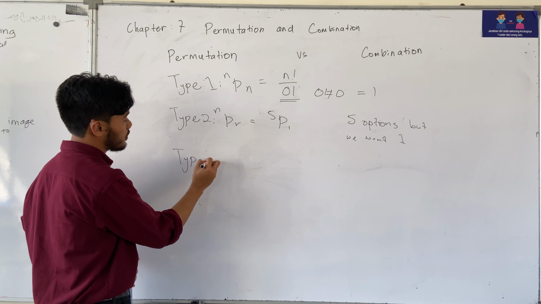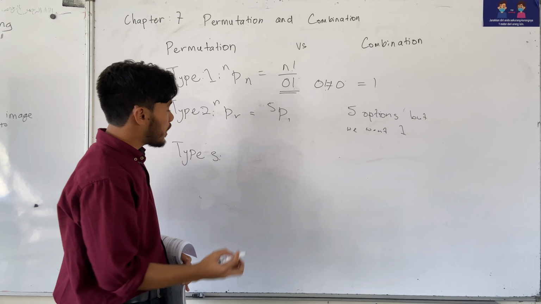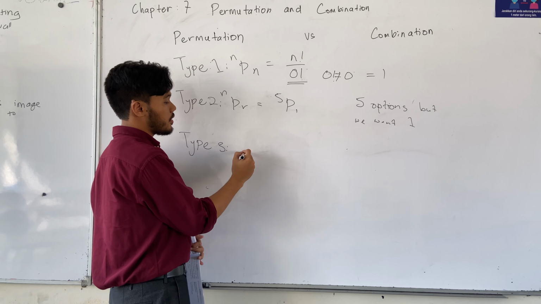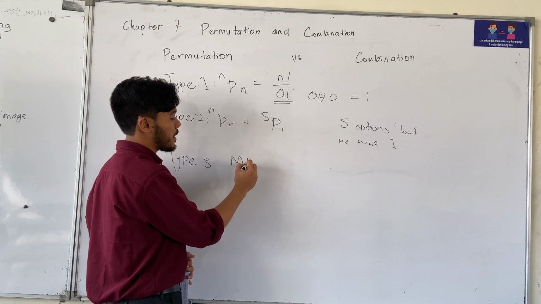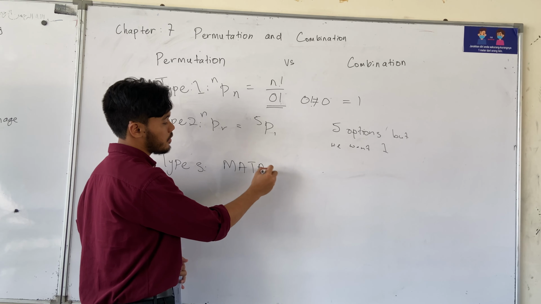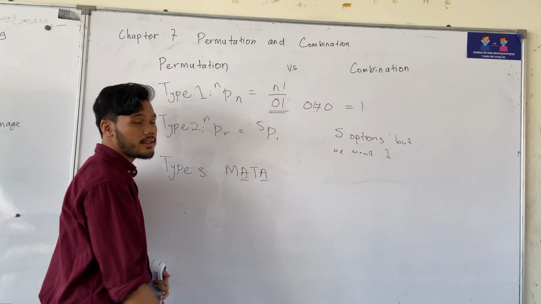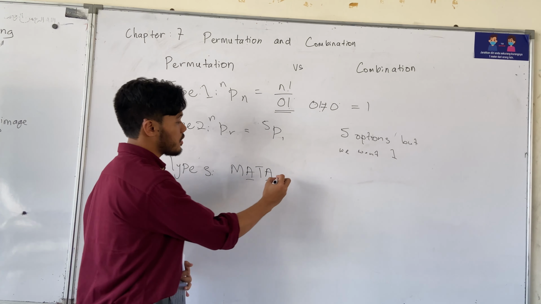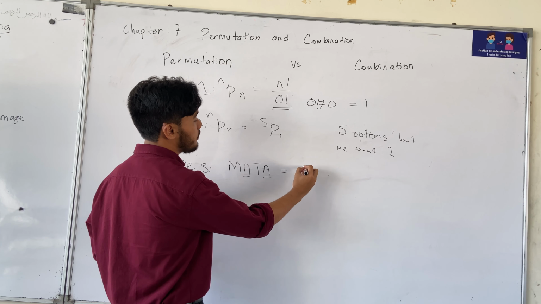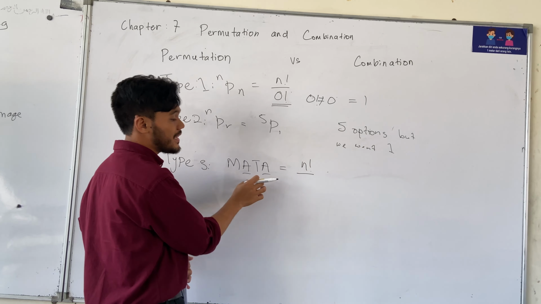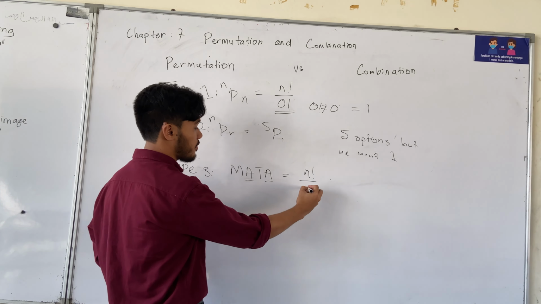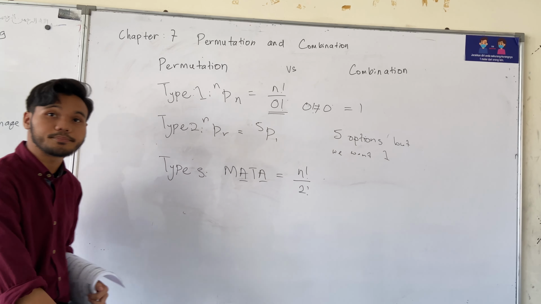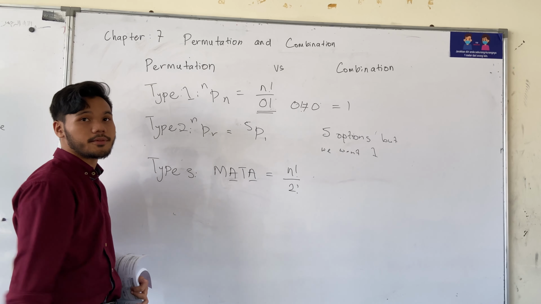Type 3 is if our subject is like a word, a question that asks about words, like our example is mata, which has 2 repeated letters. So the general formula will be n factorial over the repeated letter, which for this instance is 2 factorial because of the repeated letter.